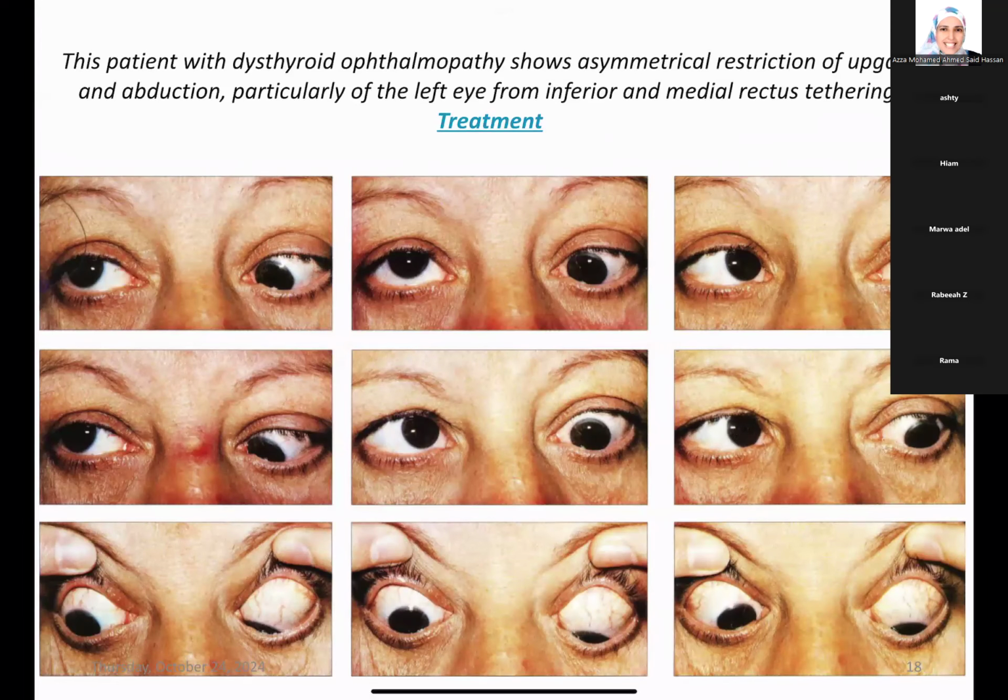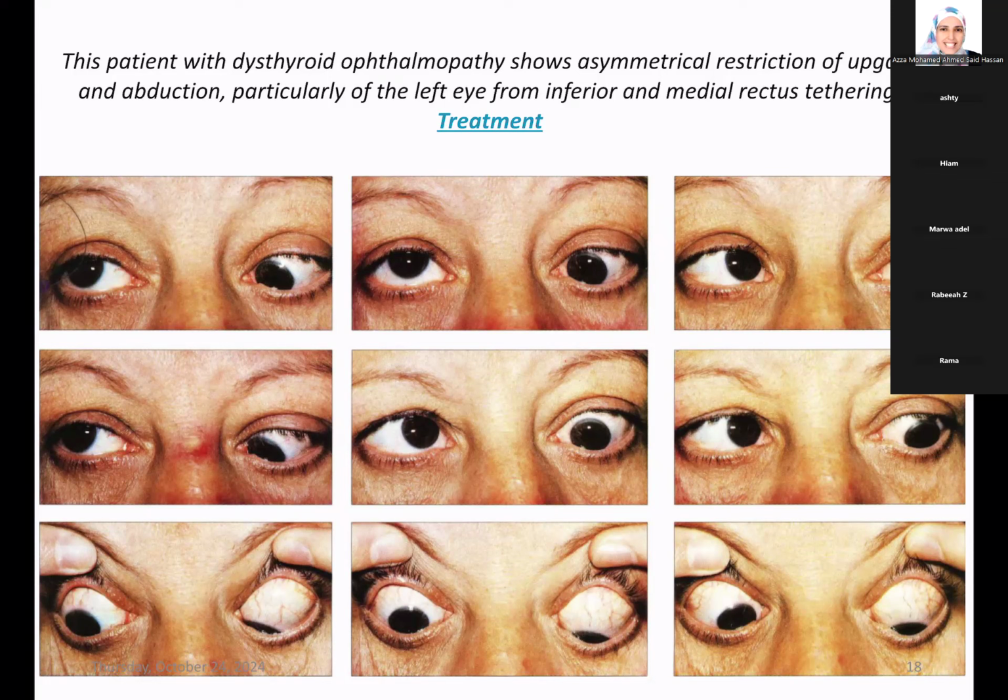We'll go through examples of individual causes of diplopia. This patient with dysthyroid ophthalmopathy shows asymmetrical restriction of upgaze and abduction. We will go through the central image. The central image shows the patient having his right eye elevated, but not the left. There is restriction in the elevation of the left. In the middle upper image, the right eye is elevated to some degree, while the left is not elevated at all. He's trying to look up in this image.